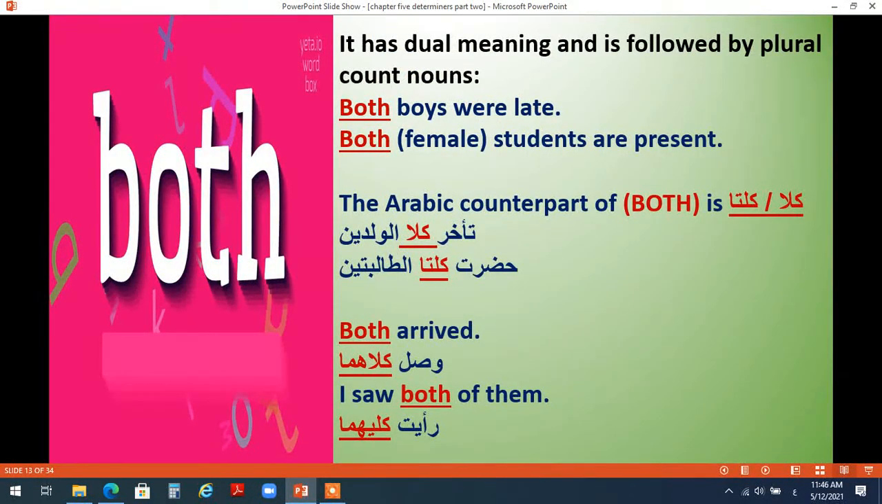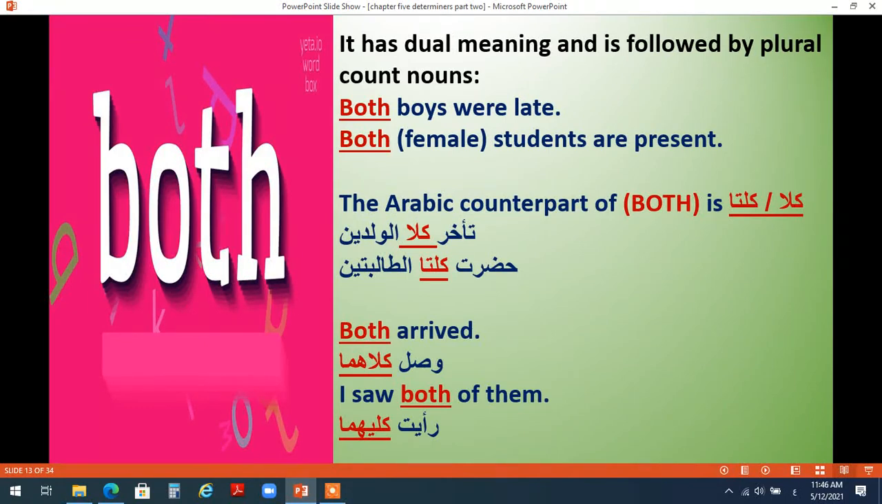Both is another quantifier. It has dual meaning and is followed by plural count nouns. Both بها معنى المثنى لأنها تدل على اثنين ودائما يأتي بعدها اسم يكون معدودا ويكون في حالة الجمع. Both boys were late. Both female students are present.